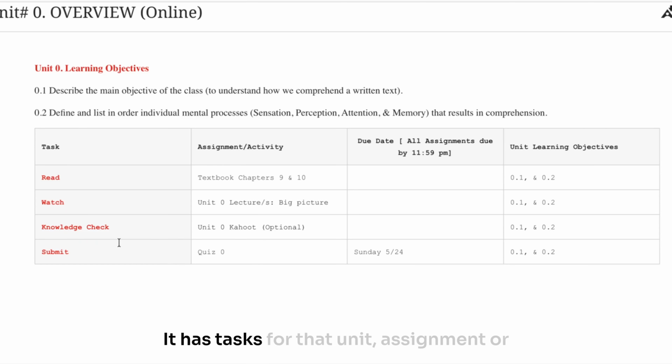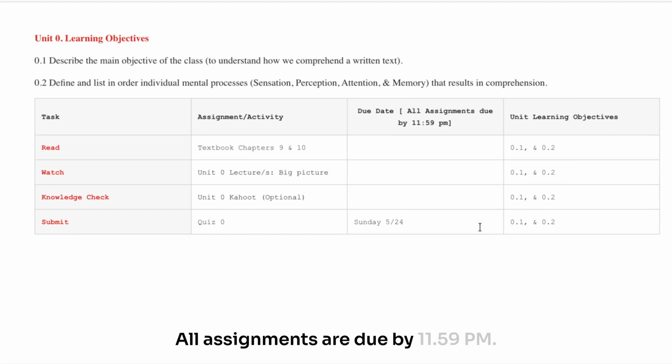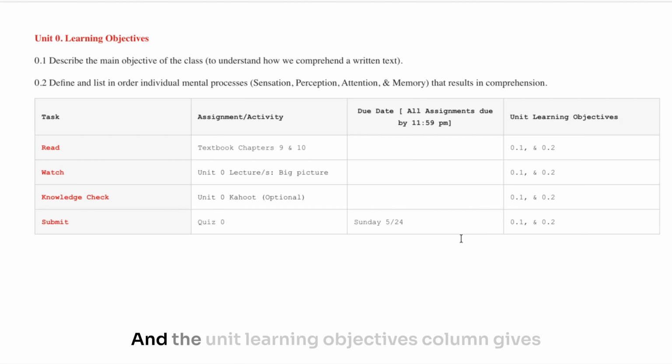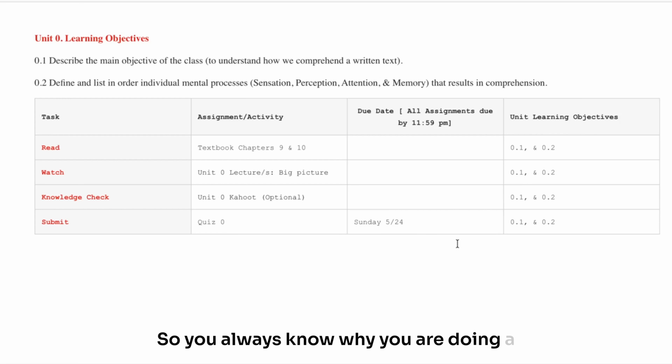It has tasks for that unit, assignments or activities assigned for that unit, and due dates, because usually there are some assignments that are due at a specific time, right? And it talks about when they are and what they are. All assignments are due by 11:59 p.m. So quiz 0 is due by 11:59 p.m. And the unit learning objectives column gives us information about which objective each task supports. So you always know why you are doing a particular task.